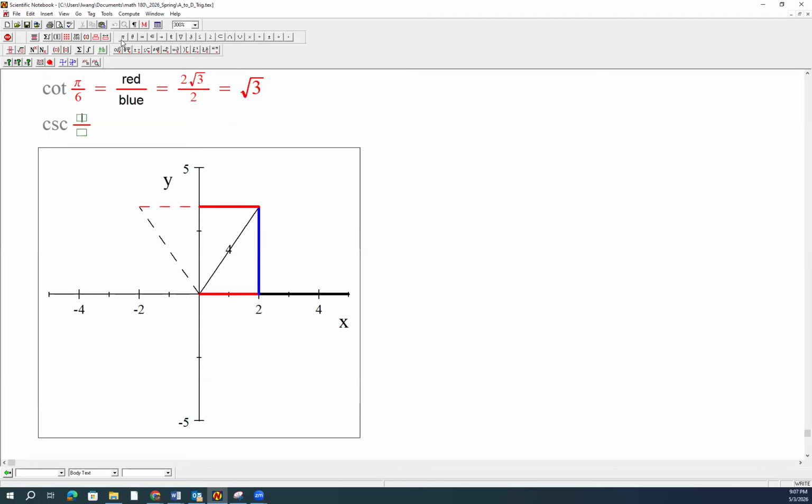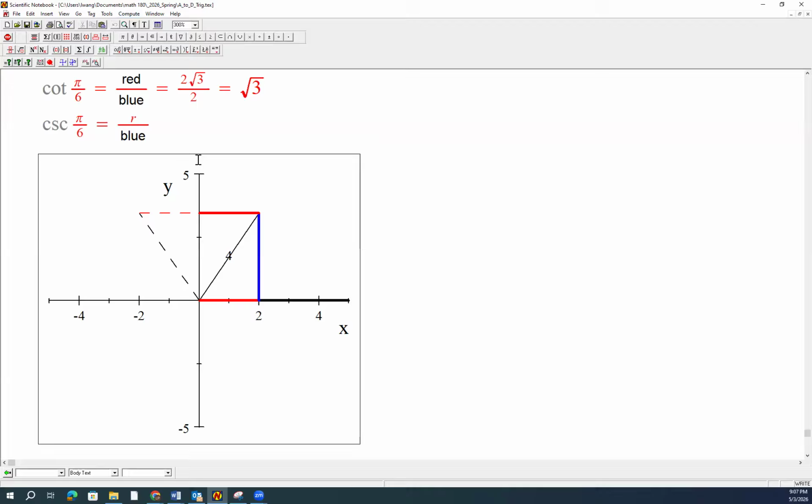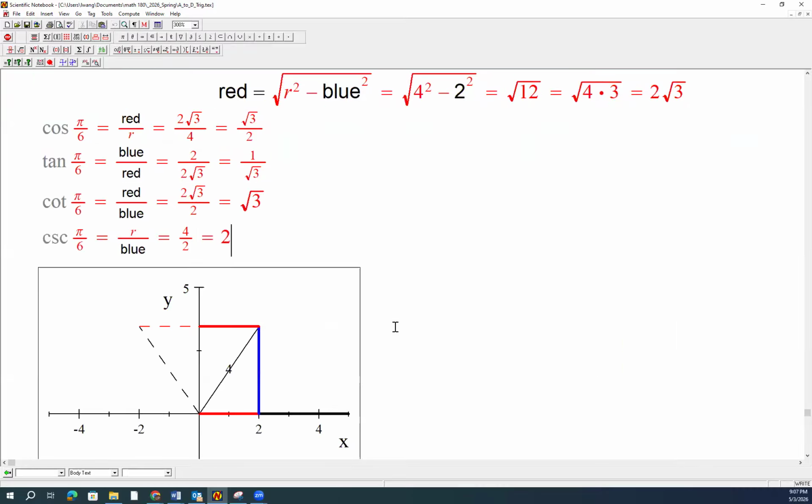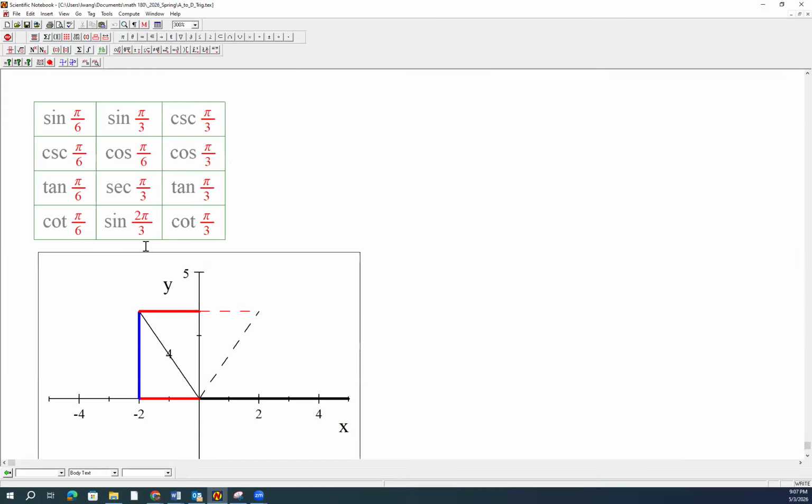Okay, so secant pi over 6. Secant pi over 6 is R over blue, right? And R is 4. The blue is 2, so that equals 2. So you can find these values pretty easily from this triangle. You can find all these values.